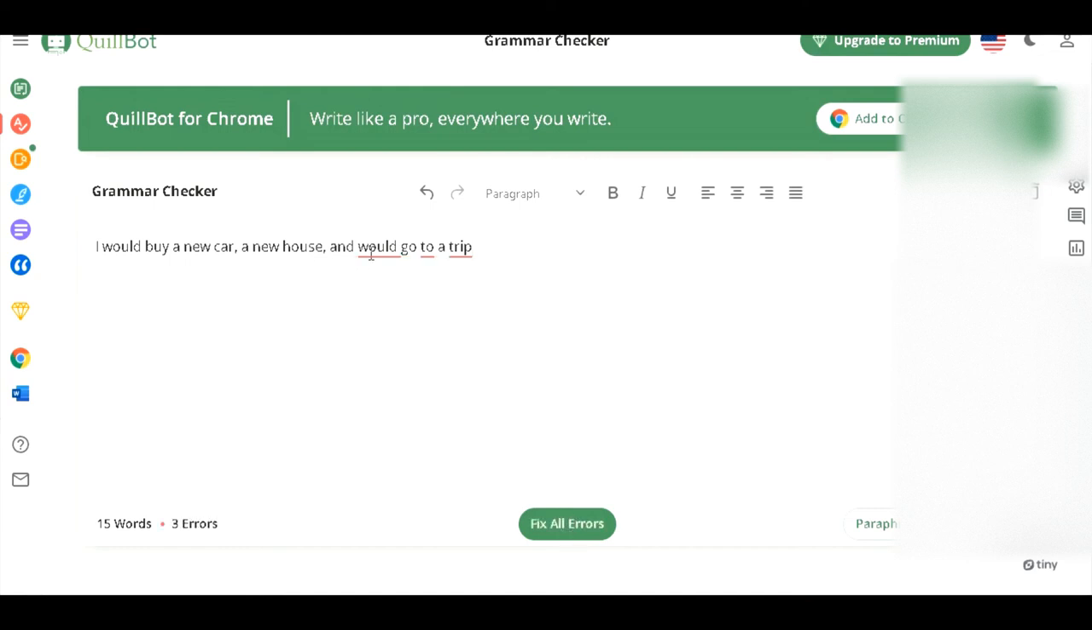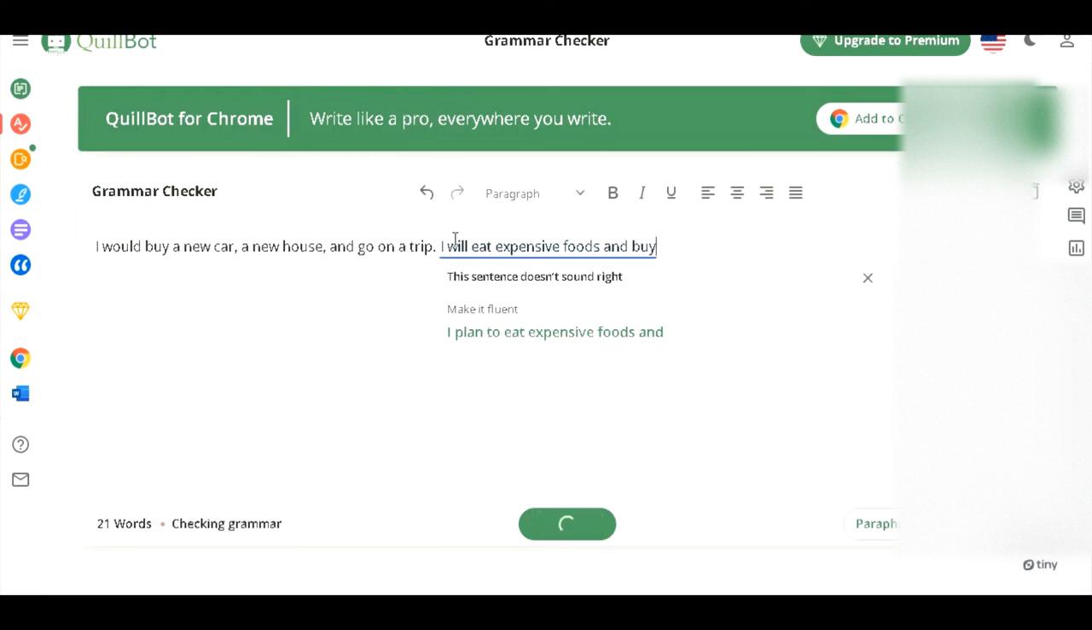You will eat expensive foods. I will eat expensive food. I will buy expensive jewelry. Sorry, you will buy expensive jewelry. Necklace, ring, yes, necklace. Jewelries.